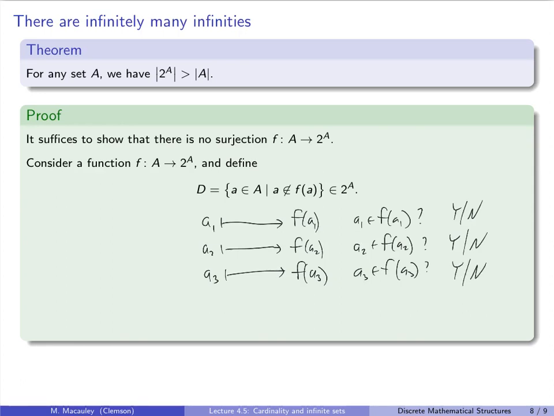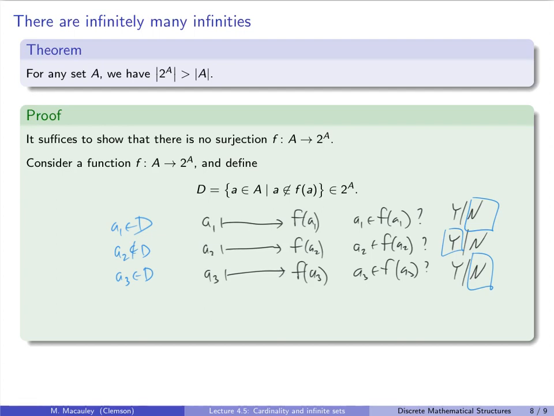So what D is doing is taking all of the elements where the answer is no. If A1 is not in f of A1, then A1 is in D. Let's suppose that A2 is in f of A1, then the answer is yes. Then we're going to say A2 is not in D. And A3 is in D because the answer is no. So that's all we're doing: when an element gets mapped to a set that doesn't contain itself, we put it in D. This is a well-founded set.